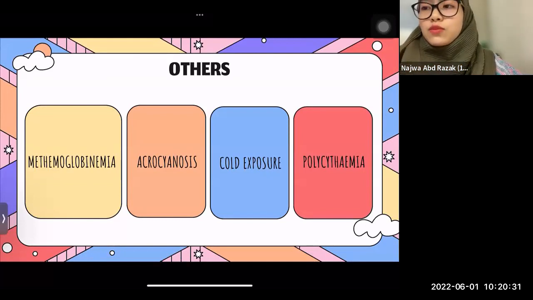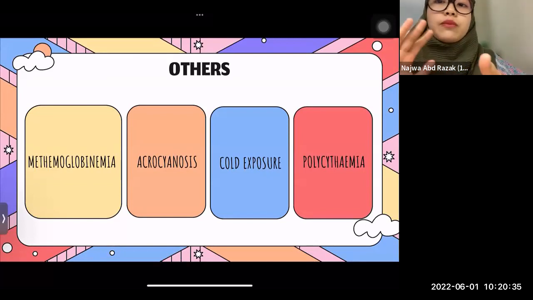So next is cold exposure. This is very direct. Cold exposure, low temperature, will cause a left shift of the oxygen dissociation curve. So it increases affinity for oxygen, so less oxygen will be delivered to the tissue.